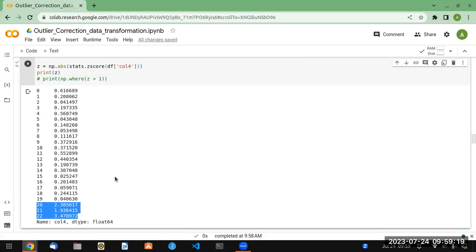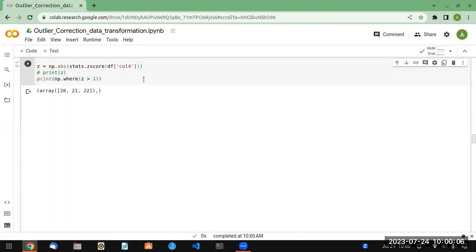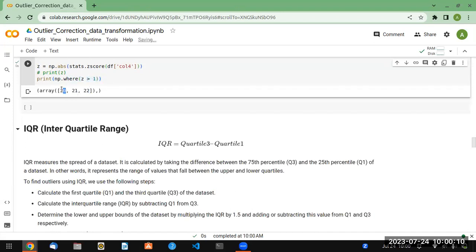The Z score threshold also will come from the domain expert. The domain expert needs to tell you after which Z score you will consider everything an outlier. Suppose, as per our domain expert, a Z score beyond 1 is going to be considered an outlier. So how to find that? np.where Z greater than 1 gives you the indices, that means the 20th, 21st and 22nd index, where the Z score for column 4 is greater than 1. In this way you can find outliers using Z score.